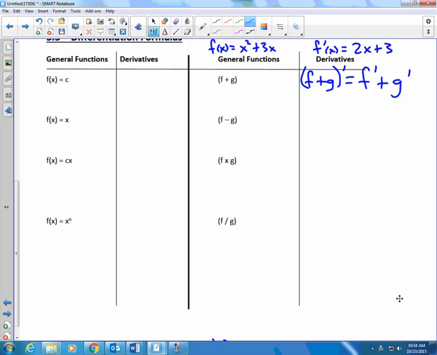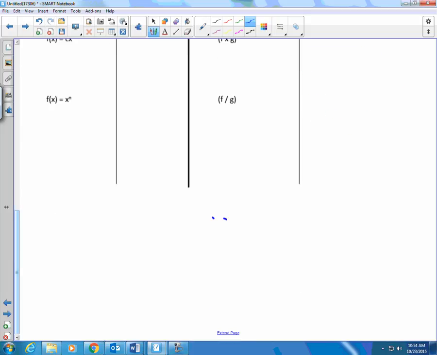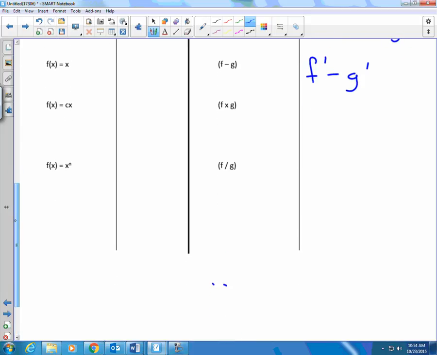So it works the same way for subtraction. It's f prime minus g prime, but it's different for multiplication and it's different for division. That's where we have something we call the product rule and the quotient rule. So we had the power rule the other day, which we've been practicing, which we call the shortcut. We also have the product rule and we have the quotient rule.